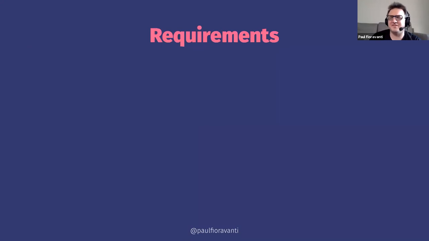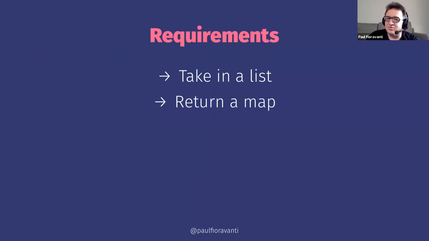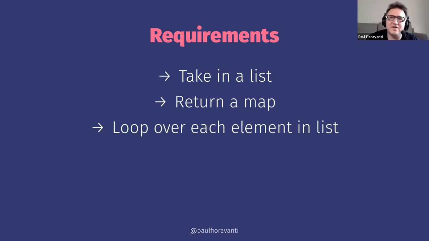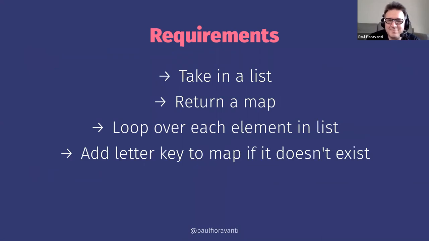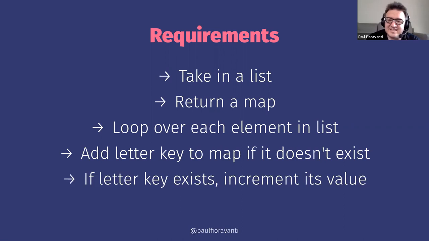So what I need from this function, the function that I want overall, is for it to take in a list, and I need it to return a map. And then the work that I need the function to do is to loop over each element in the list, add a letter key to the map if it doesn't exist to start the letter count, and if the letter key does exist in the map, then increment its value. Okay, so that's what we're looking at. Those are our requirements.